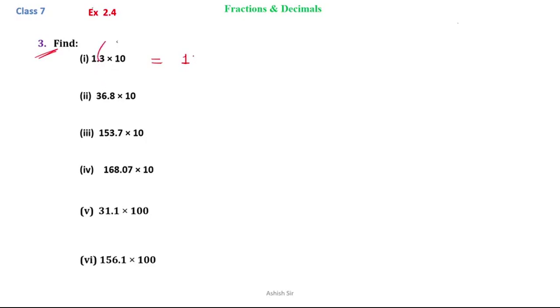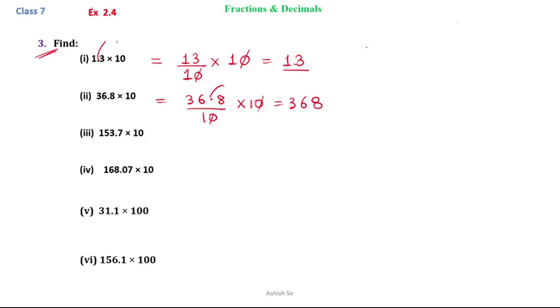If we remove the point, we will have a 13 here, and what we multiply with is a 10. So the 0s cancel, and we will have 13. Next question, 36.8: we remove the point, so a 368 will come, multiplied by 10, so the 0s cancel, it is 368. Now the same question we will see with another method. Which is that method?